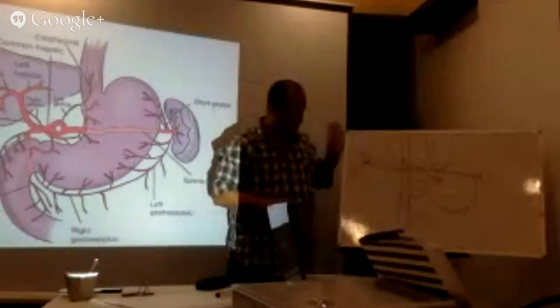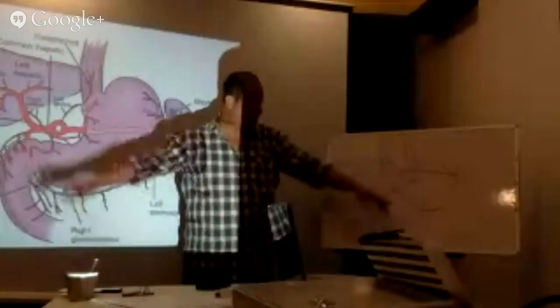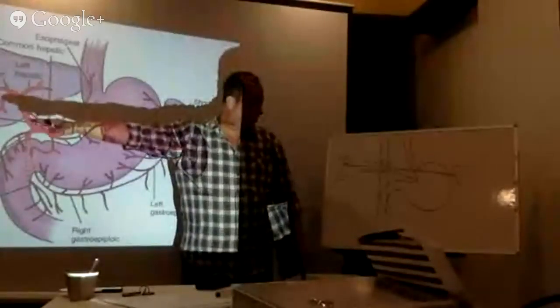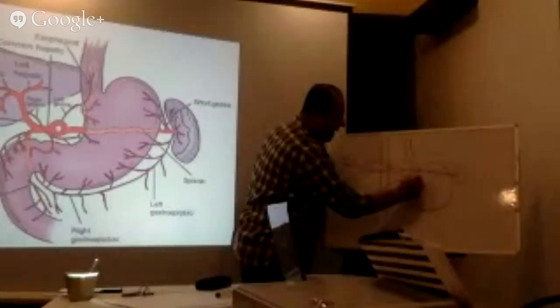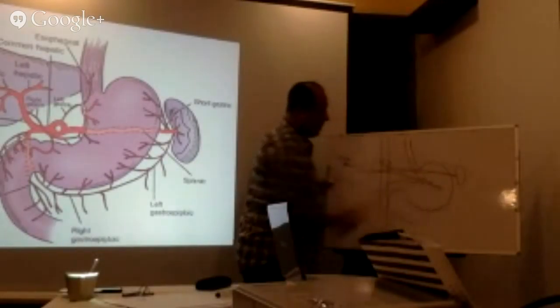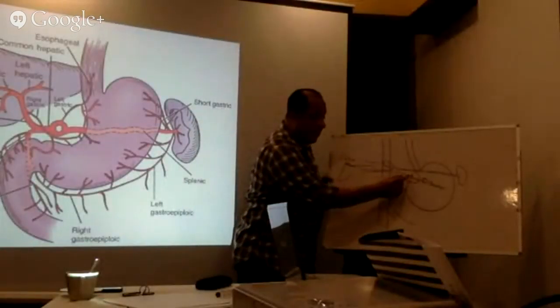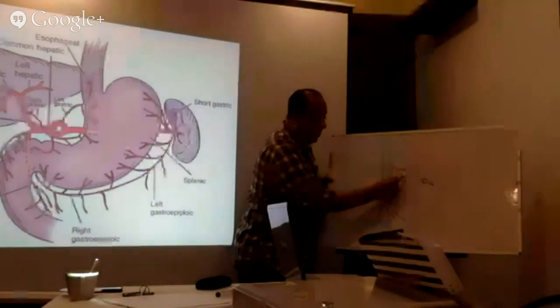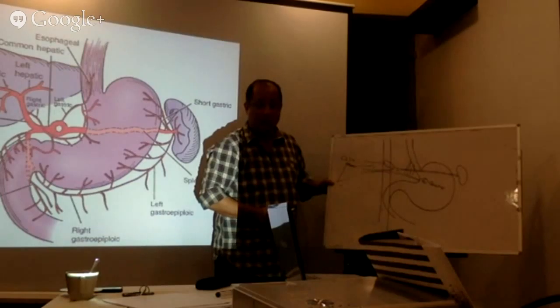Again, here we are going to have the splenic, goes to the spleen. We are going to have the hepatic, goes to the liver, and here to the lesser curvature of the stomach, which is called the left gastric artery. Now the left gastric artery is the branch which is going to give blood supply to the inferior part of the esophagus.